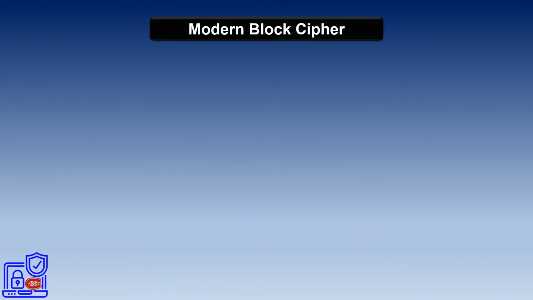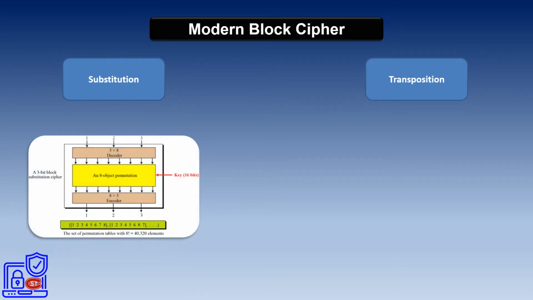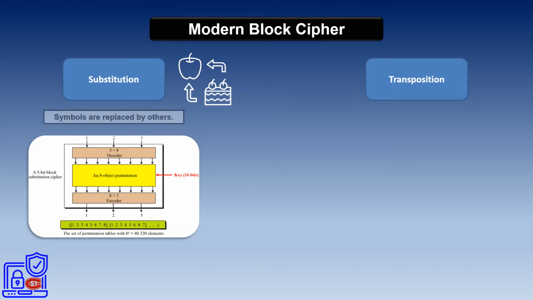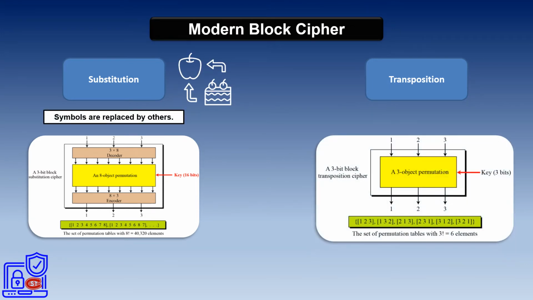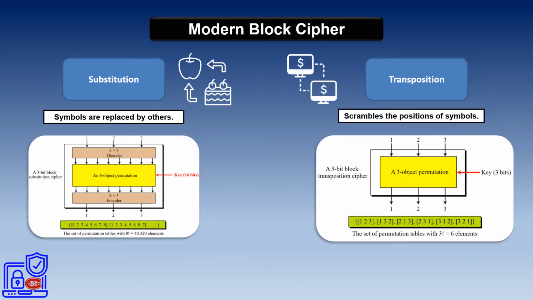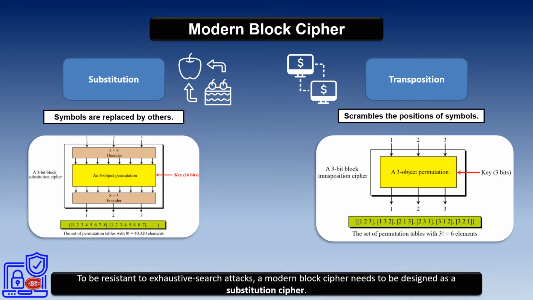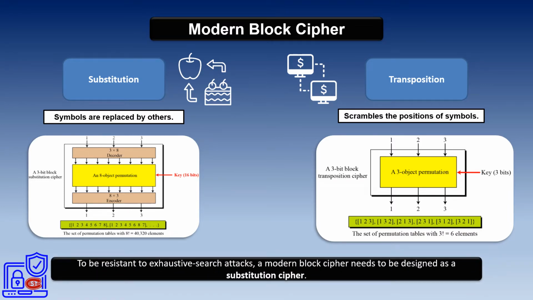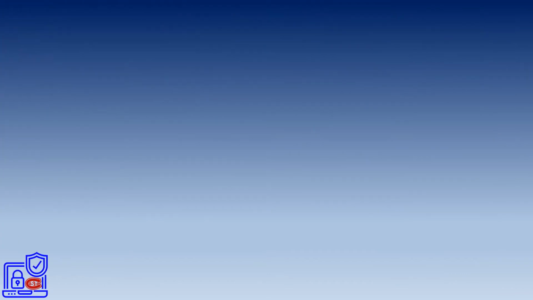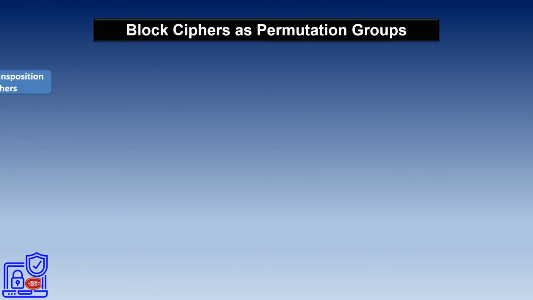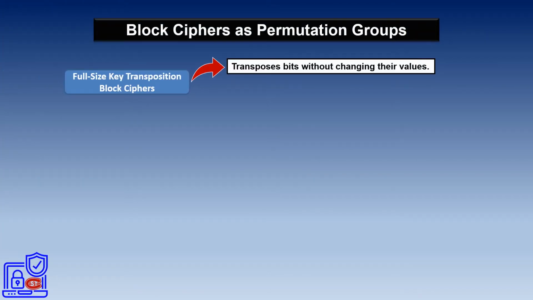A modern block cipher can be designed to act as a substitution cipher or a transposition cipher. A substitution cipher is a type of encryption where symbols are replaced by others. A transposition cipher is a method of encryption that scrambles the positions of symbols without changing the symbols themselves. A modern block cipher is designed as a substitution cipher, in order to be resistant to exhaustive search attacks. The transposition cipher only transposes bits without changing their values.